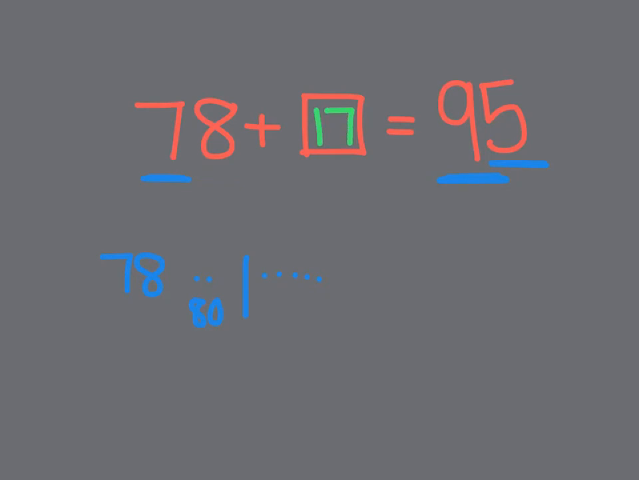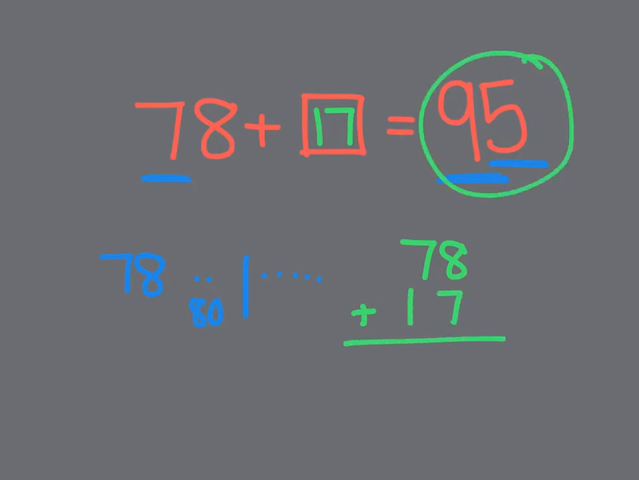I'm going to go back and check my work. I check my work by adding the two numbers together and see if I get the sum that I was given in the original equation. I start here in the ones place. 8 plus 7. 8, 9, 10, 11, 12, 13, 14, 15. 8 plus 7 is 15.